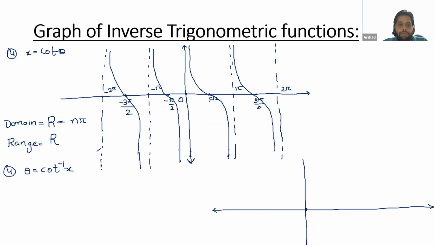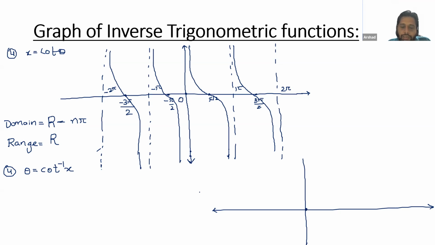Now who can tell me what is the domain or what is the range? What is the range for cos inverse? So R minus n pi. No, for cos inverse. Please turn your page. Yesterday we have done. So the range 0 to pi. So 0 to pi. Yeah, that's correct.